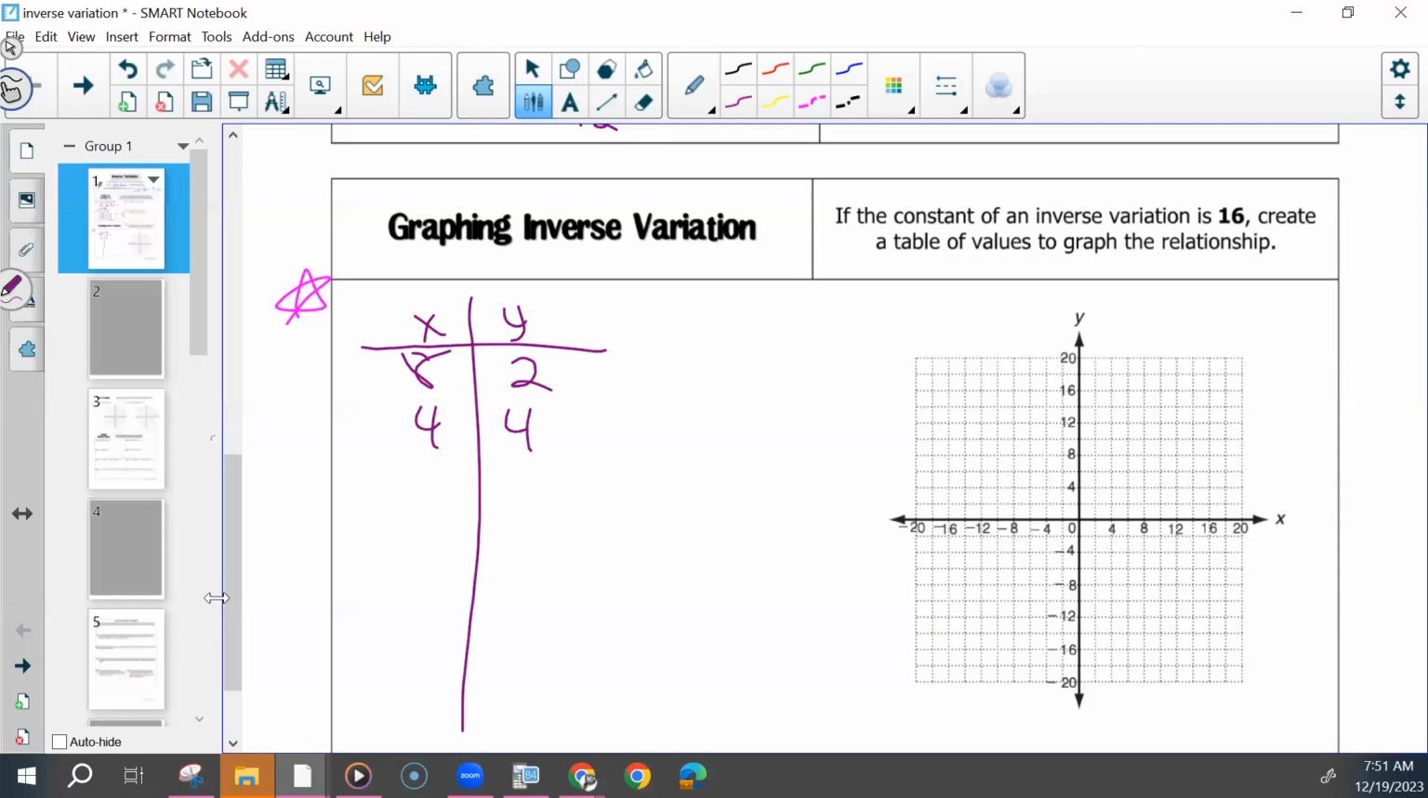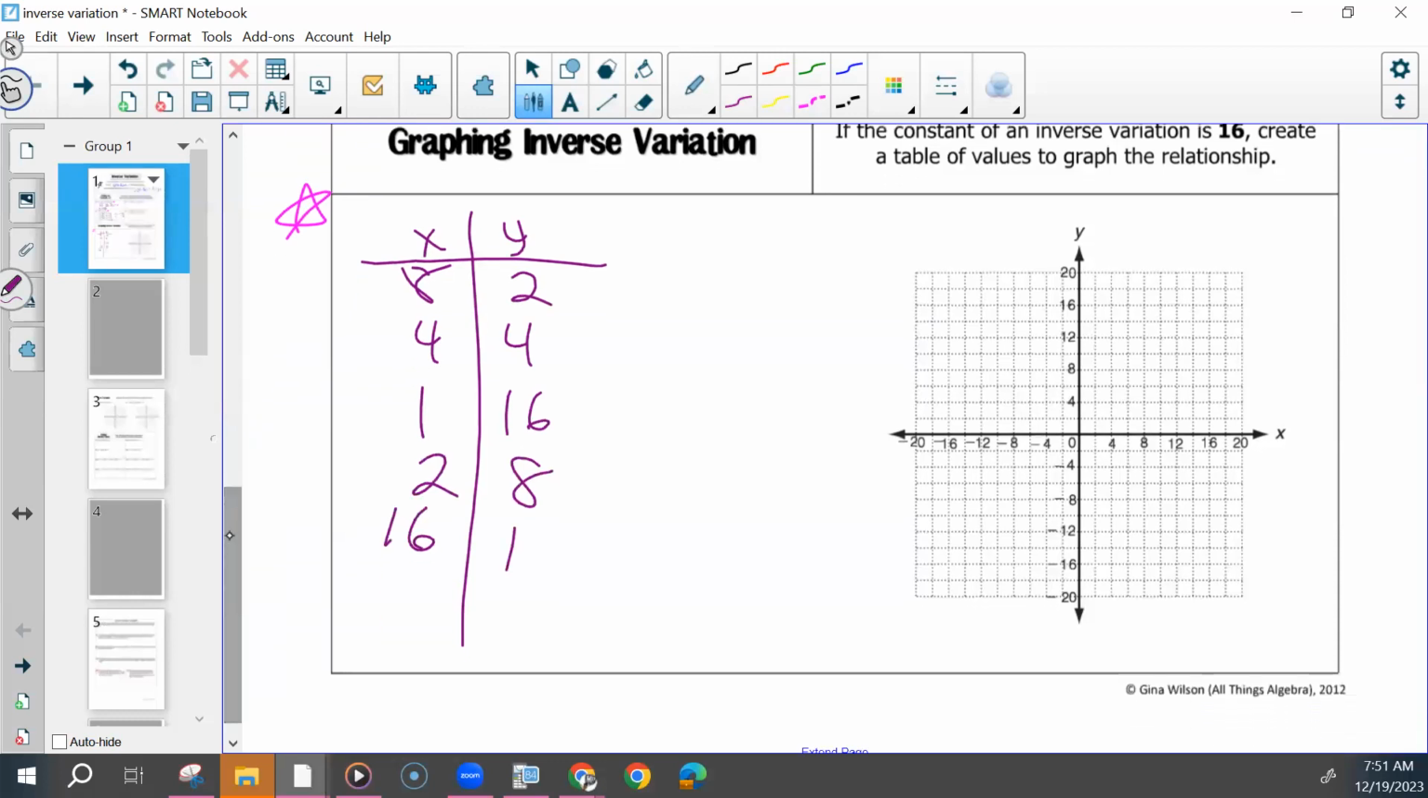1 and 16. Then I'm also going to take these two and flip them. So 2 and 8 and 16 and 1, so we can graph all of these points. On your graph, these are counting by 2, so the ones that have 1 will have to go into these. So 8, 2; 4, 4; 1, 16; 2, 8; and 16, 1. So something like this. Once you have all those points, connect them to the best of your ability and draw arrows at the end.